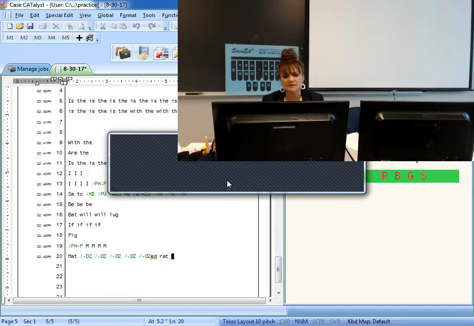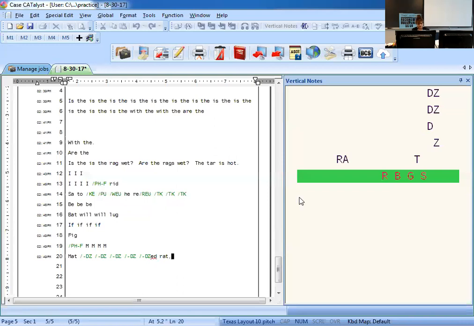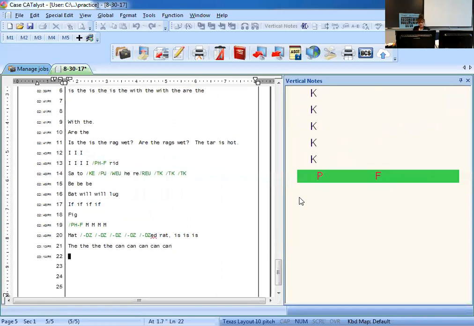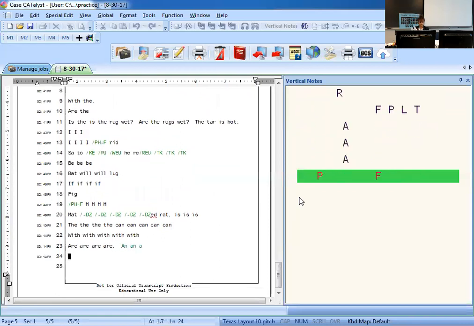I'm going to minimize myself just because I want to write some of these down, because it's important for you all to know. S is S. The is T. K is can. With is W. R is R. A is A. Okay?